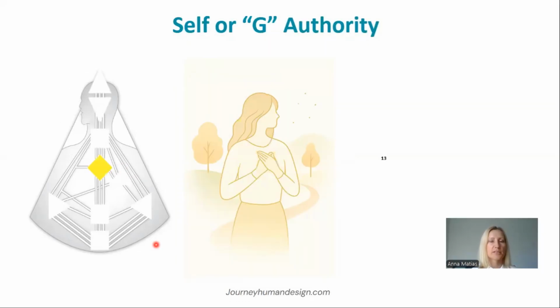Self-projected authority. Only projectors can have that type of authority. G-center is about our identity, direction, and love. So this center connected to the throat center guides you to correct decisions in your life. This is where your identity is talking and expressing itself.